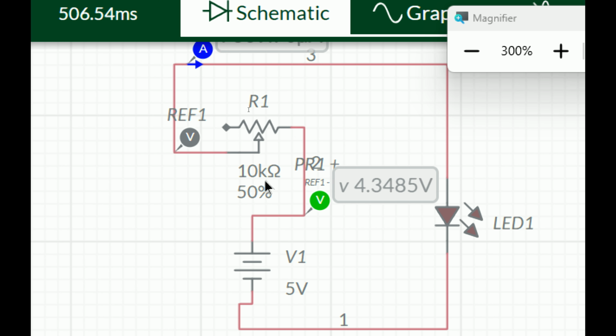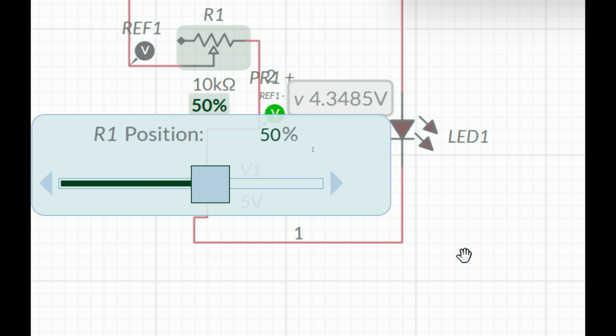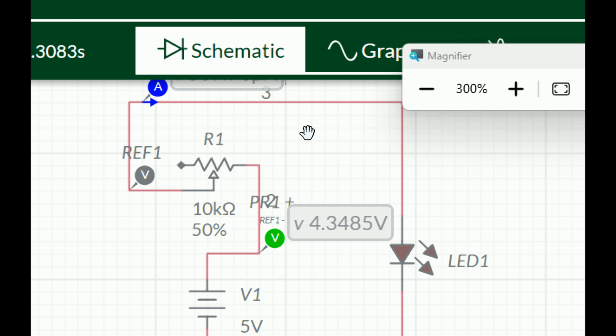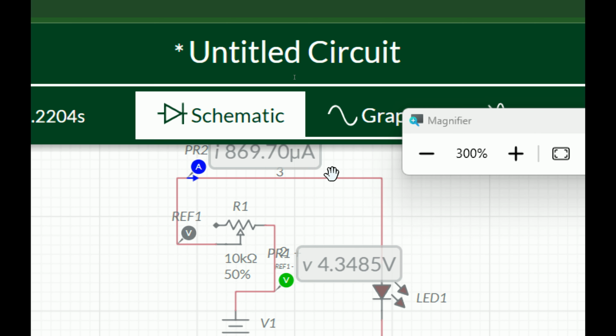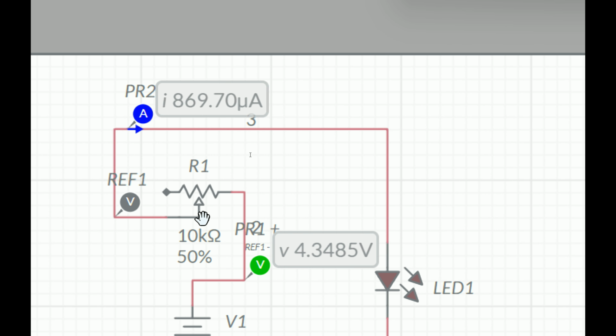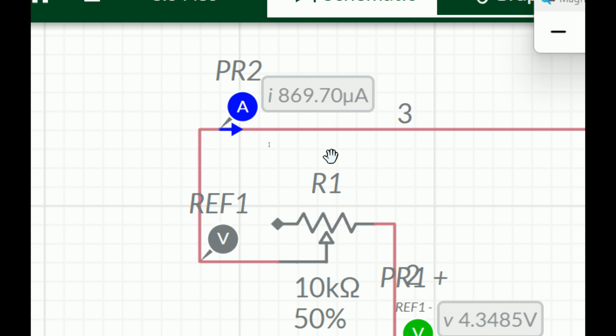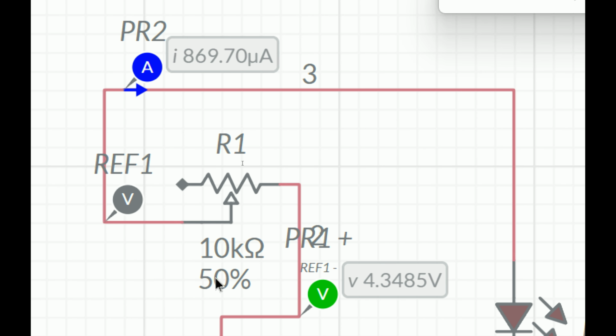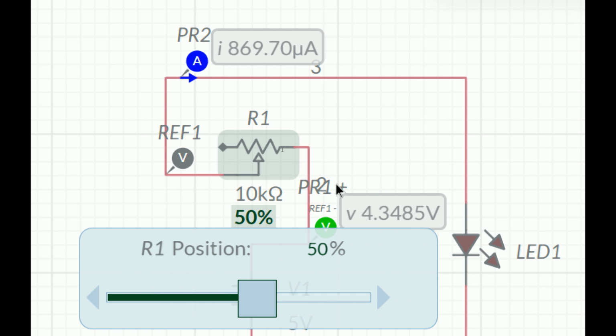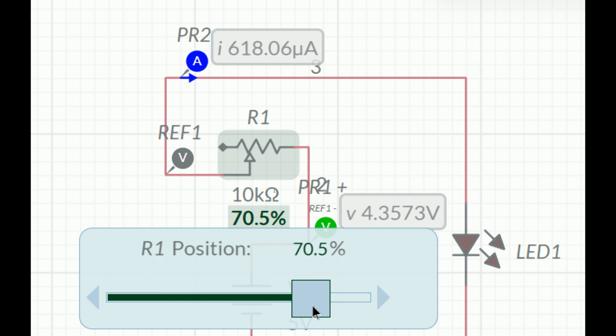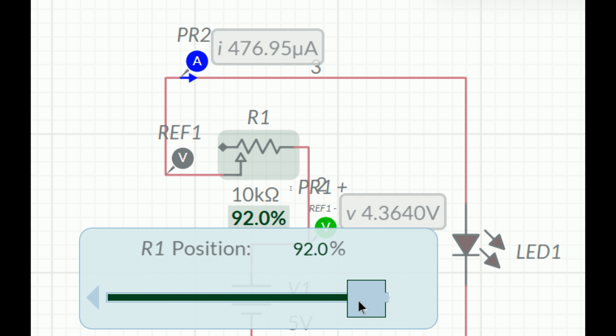Okay, simulation is on. The variable resistor value is set to 10K and it is at 50% position. At 50% position you can see that the current is 869.70 microampere and the voltage is 4.34. So I increase the resistance. I make it 70% of 10K. Now the voltage is 4.35 and current has decreased to 613. I increase it further. The voltage is increasing and the current is decreasing.